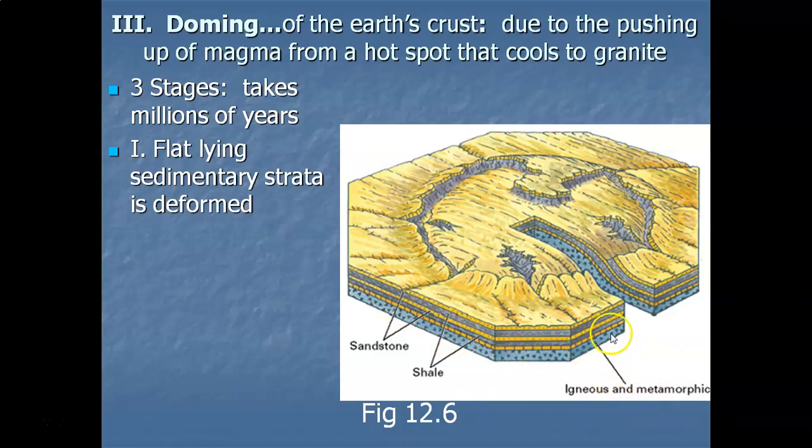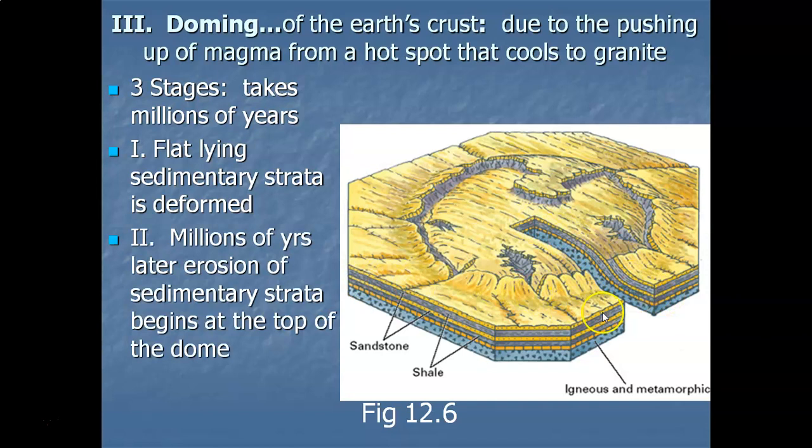And so we're just going to say we've got the pushing up of a hot spot of magma, and then the hot spot dissipates and cools. But anyway, what you wind up with is what was once flat-lying sedimentary rock. Now it's deformed, right? Deformed and curved on up to form a mountain dome. Now, millions of years later, all right, erosion is going to start to take over, and the erosion is going to start at the top of the dome. That's where you've got the greatest erosion, at the summit of mountains.